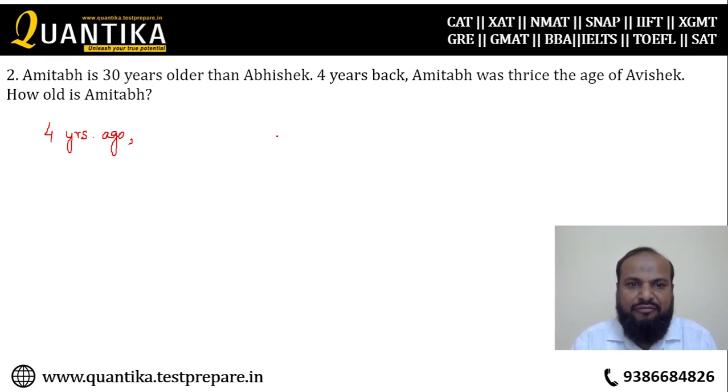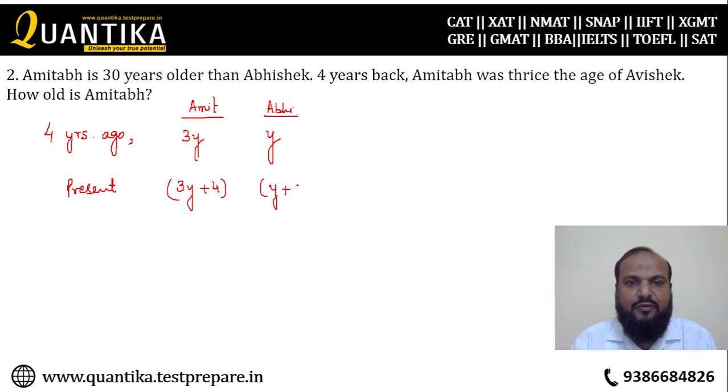So if Abhishek's age is Y, Amitabh's age is 3Y. So he is Amit ji, the big B, and he is Abhishek. If Abhishek's age is Y, Amit ji's age was 3Y 4 years ago. Now at present, what will happen? Amit ji will be 3Y plus 4, with due respect, and Abhishek Bachchan will be Y plus 4.